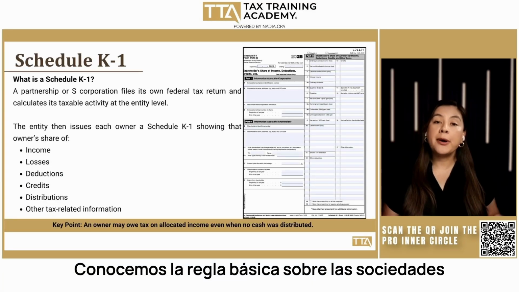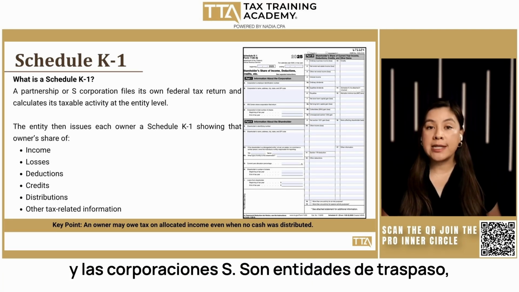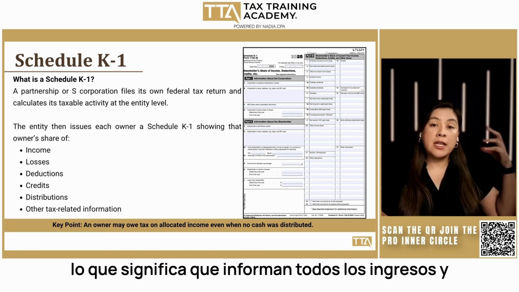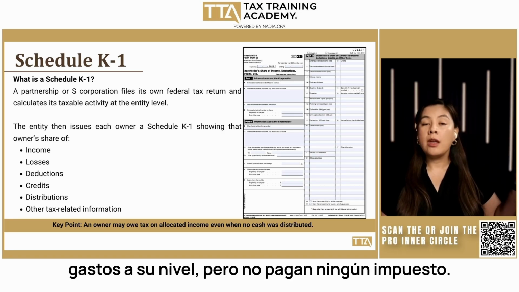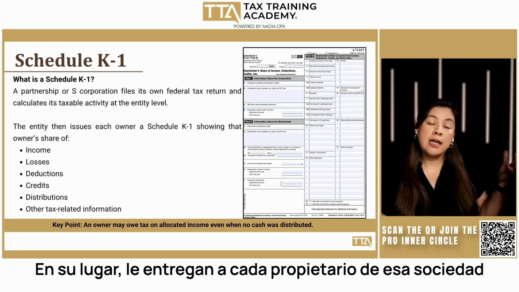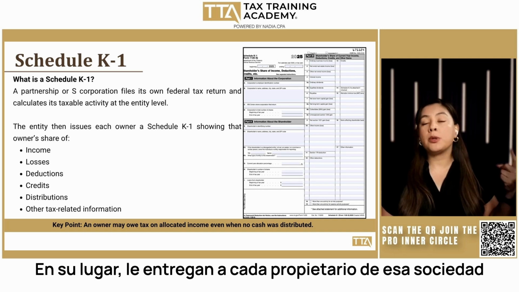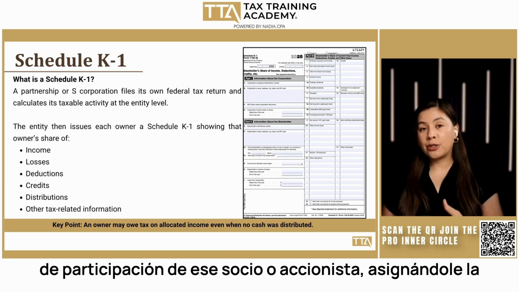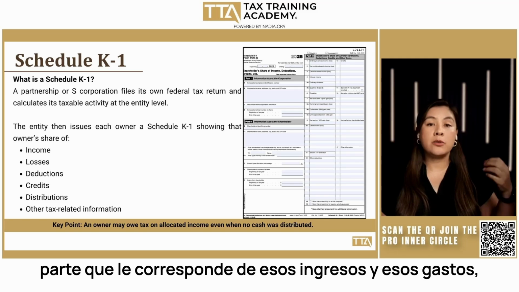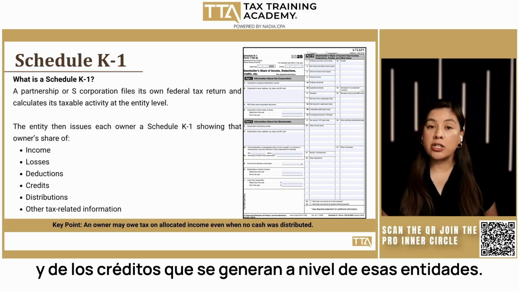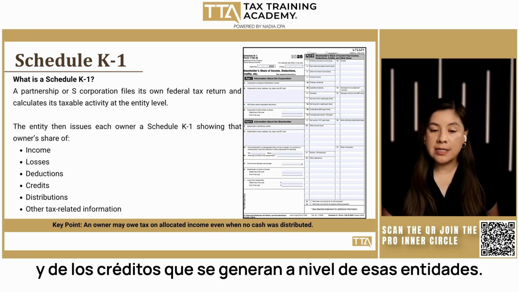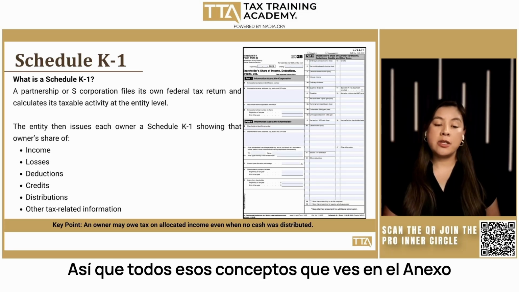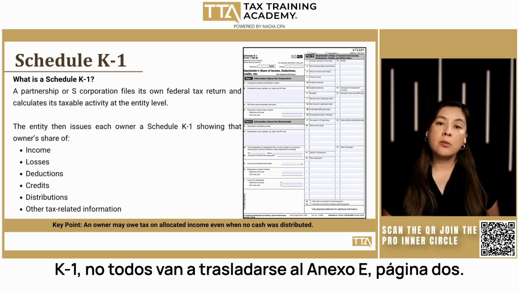We know the basic rule about partnerships and S corporations: they're flow through entities, meaning that they report all of the income and expenses at their level, but they don't pay any tax. Instead, they give each owner of that partnership or S corporation a Schedule K1 for that partner's or shareholder's ownership percentage allocated to them from that income and those expenses, and the credits that are generated up at the level of those entities. So not all of the items you see on Schedule K1 will flow over to Schedule E, page 2.